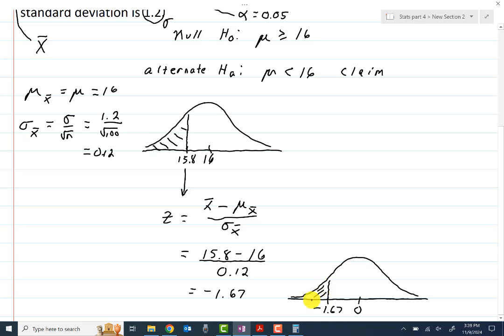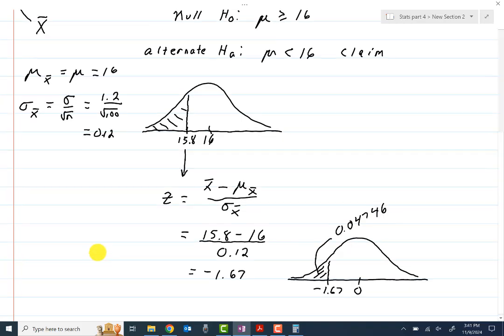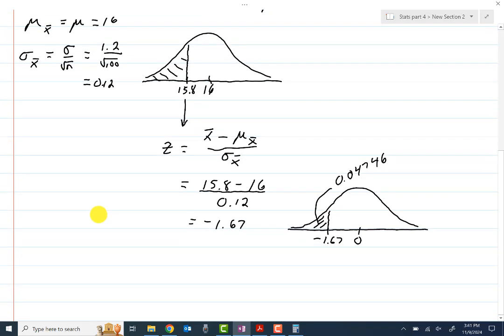So there's the shaded region again. And now let's find out that area. This number that I've just shown you here is called a p-value. And here's how the p-value works.